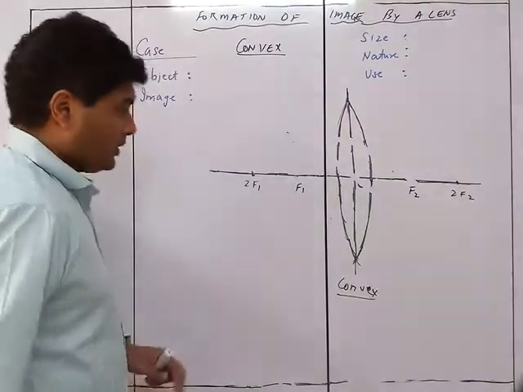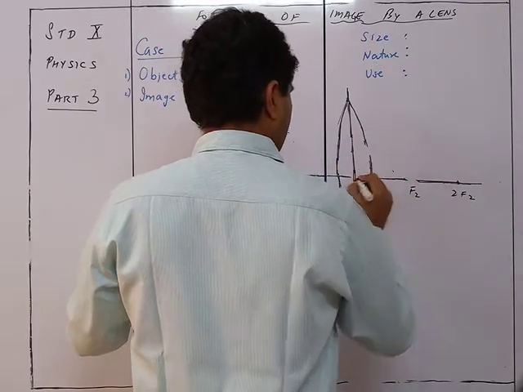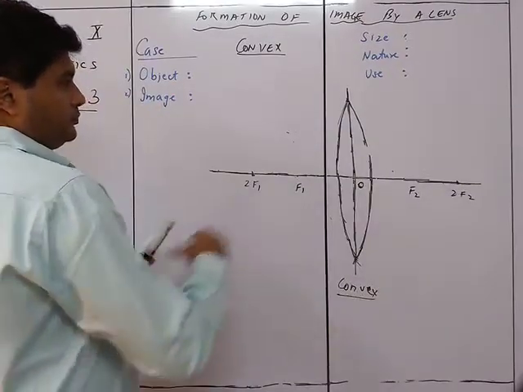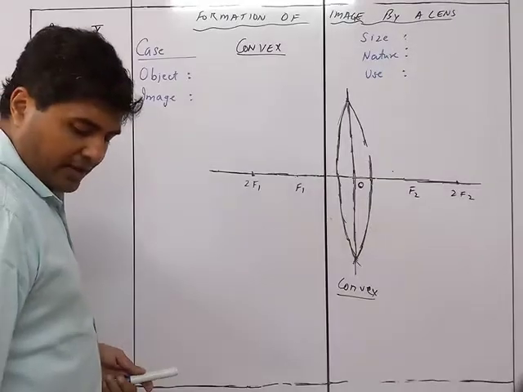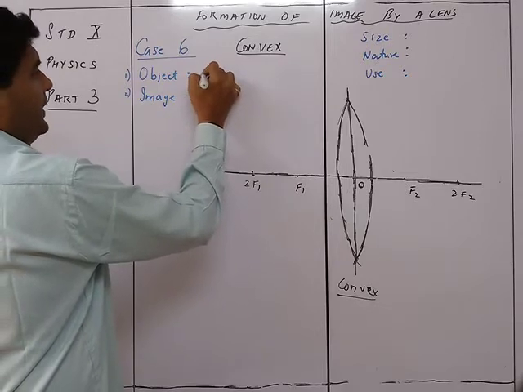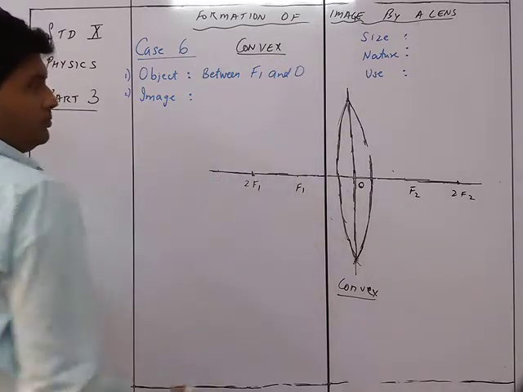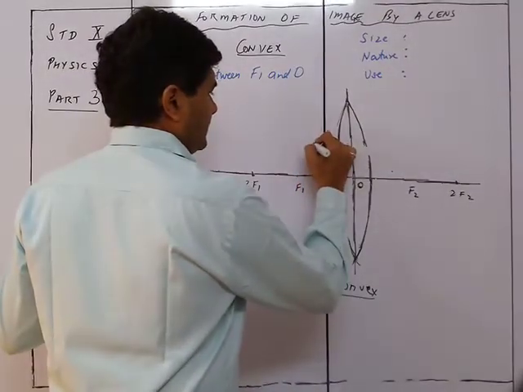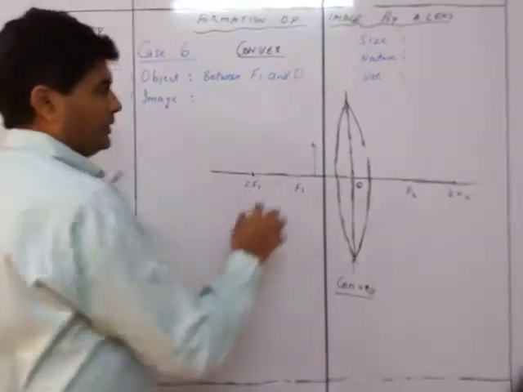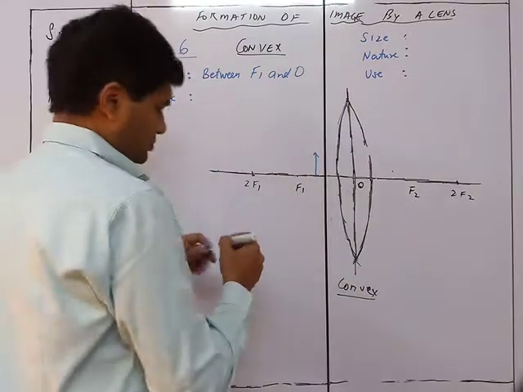Right, so here we go again with the figure. You have now the case number 6, that is object between F1 and O. So we will be having an object placed right in front over here like this. Let me make it a little smaller. Right. It will be like this.